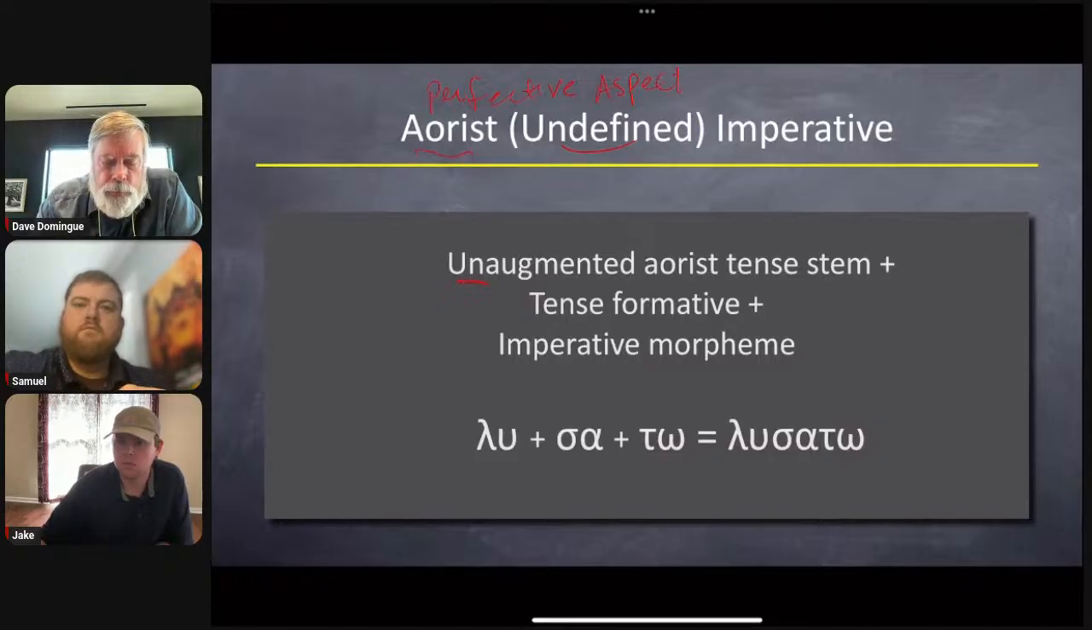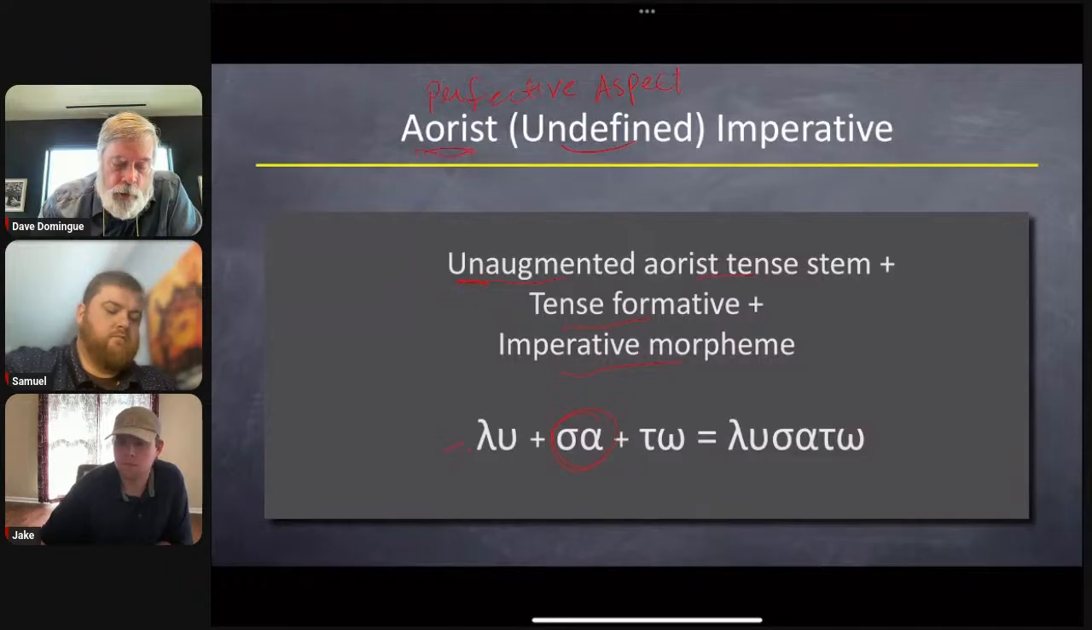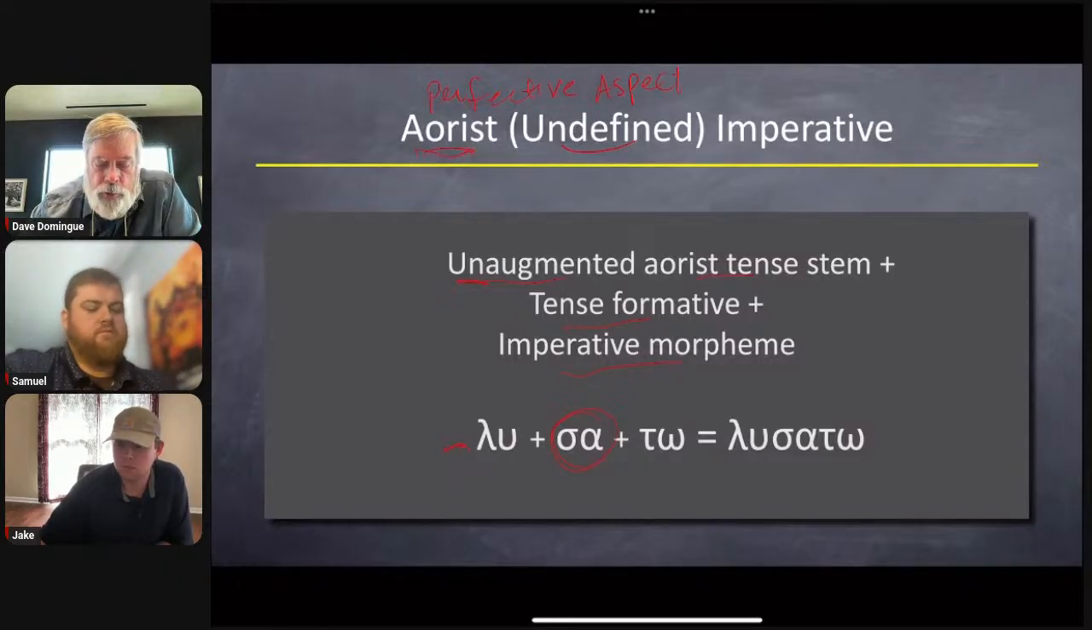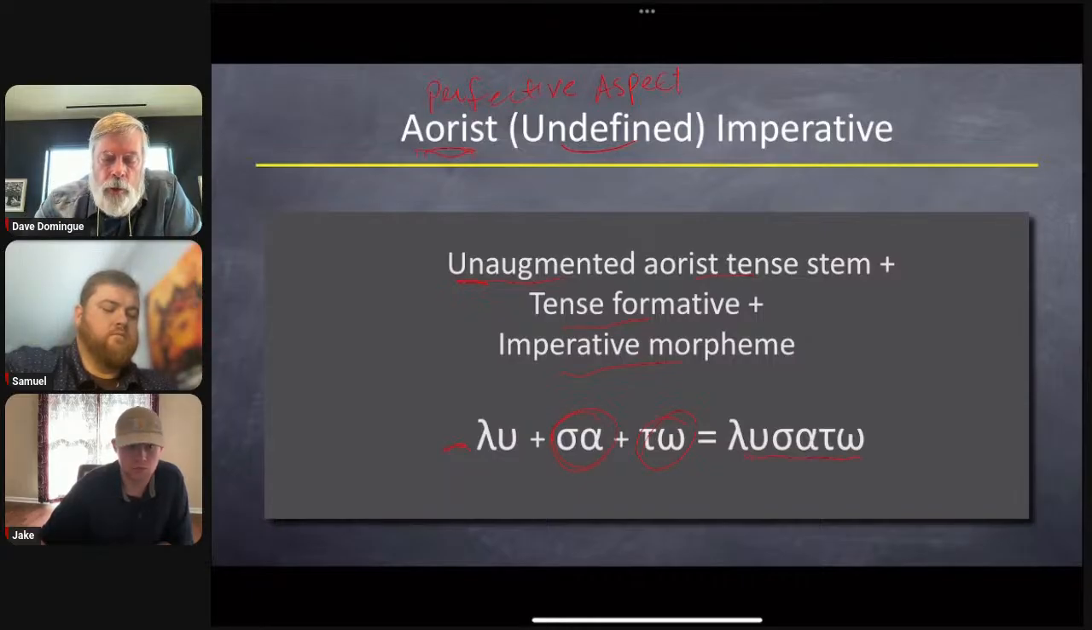So the aorist imperative uses the unaugmented aorist tense stem with the tense formative and the imperative morpheme. And so, as you would hope, there's our sigma alpha for the aorist. Notice there's no augment. That will help us to recognize the aorist. And there's our third person singular for the imperative. And so we get lusato. It will be something like, these are hard to translate, third person singular, especially because we don't have it in English. Let him loose. I don't know. I'm not even clear on what it would be.